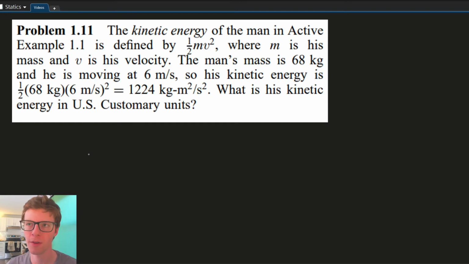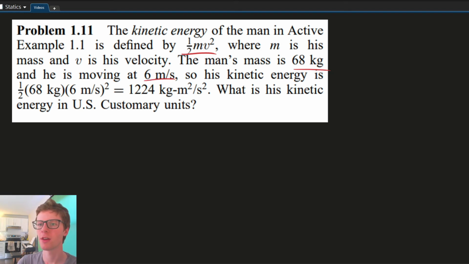Now this problem is going to introduce you to the worst unit in the English system. It's called the slug. And we'll be able to explore that together. So we start, like usual, by reading to see what's important out loud. The kinetic energy of the man in active example 1.1 is defined by 1/2 mv squared. Okay, so that's important. Where m is his mass and v is his velocity. The man's mass is 68 kilograms, and he is moving at 6 meters per second.